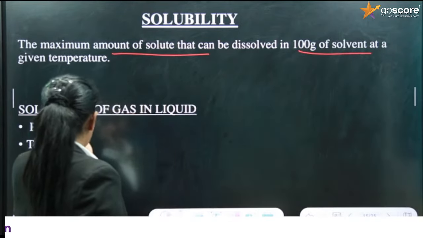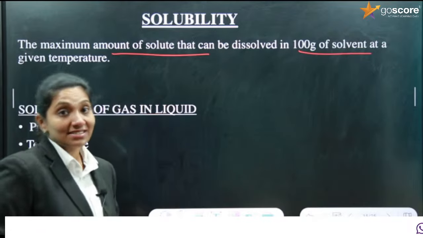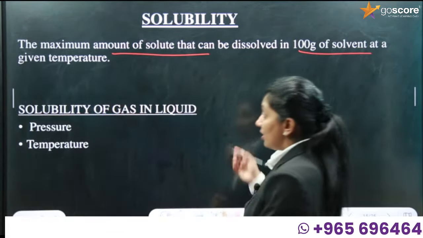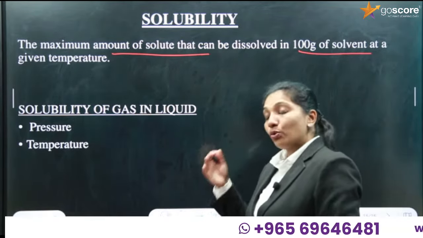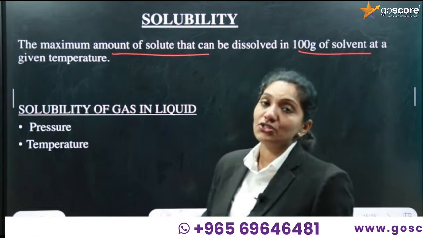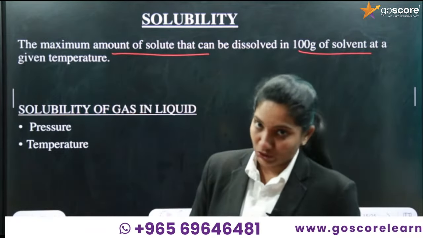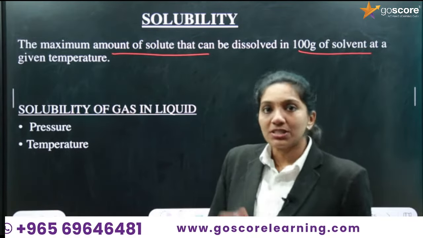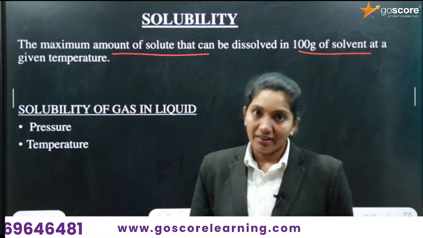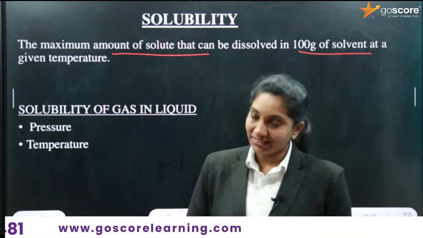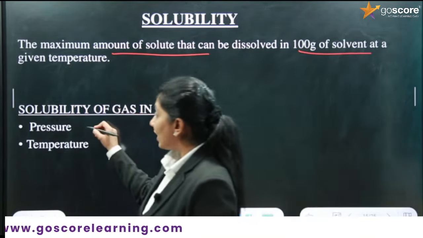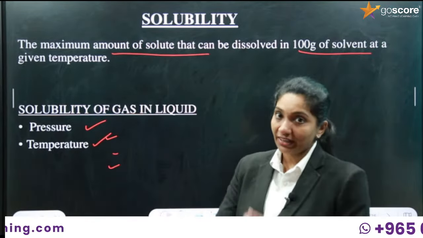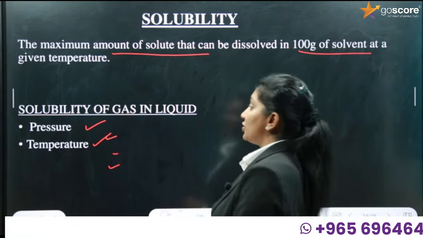Now see the solubility of gas in liquid. We can express what the solubility of gas in liquid is and what the factors are that affect it. Solubility of gas in liquid means we are dissolving a gaseous thing in a liquid solvent, right? So there the main two factors are pressure and temperature. First we can see the pressure.